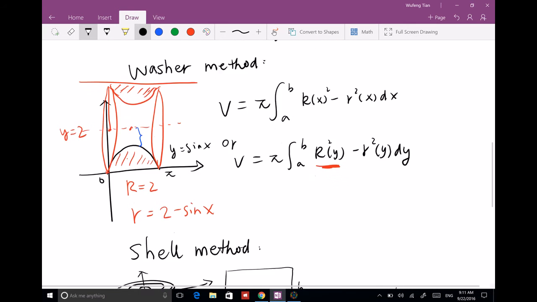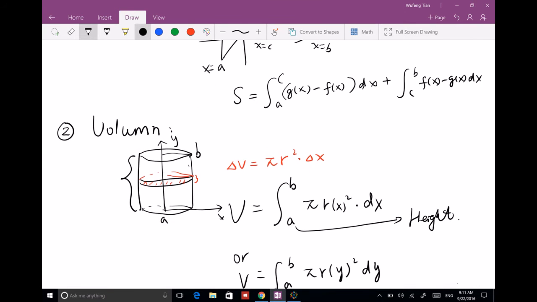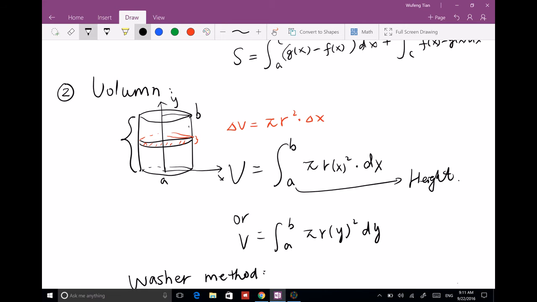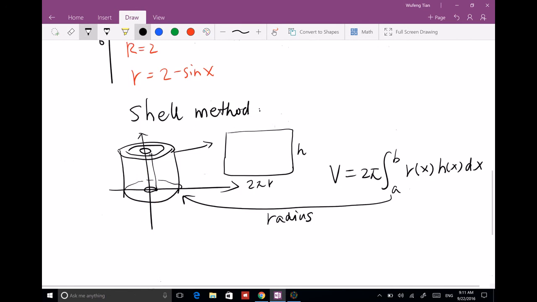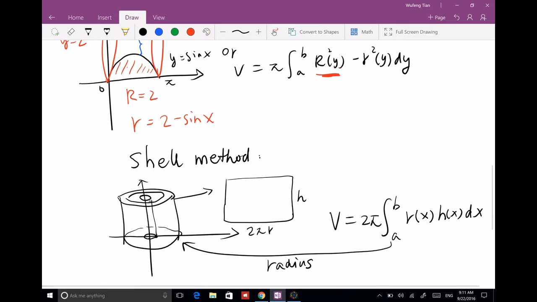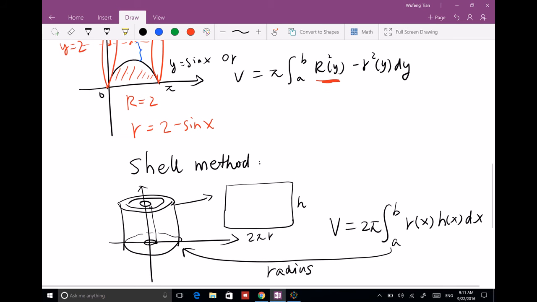For the disk method, the boundaries are the height of the disk, or the height. So that's the difference between the shell method and the disk method.